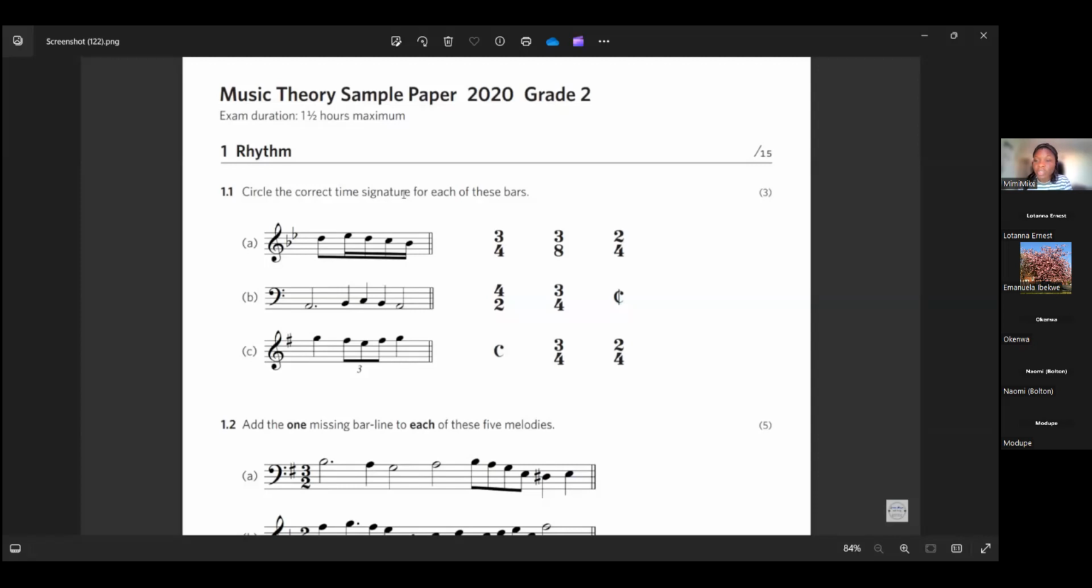So we are doing 1.1. It's like a classwork. What do you think the answer to 1.1 A, B, and C is? Just put it in the chat. So A equals that, B equals the time signature, and C equals the time signature. And let's see. Okay. Thank you. Sorry, I couldn't see it properly. Okay, that's fine.